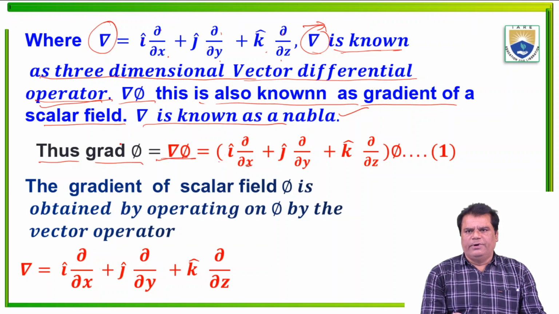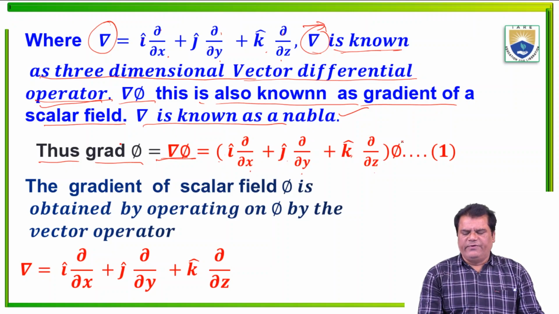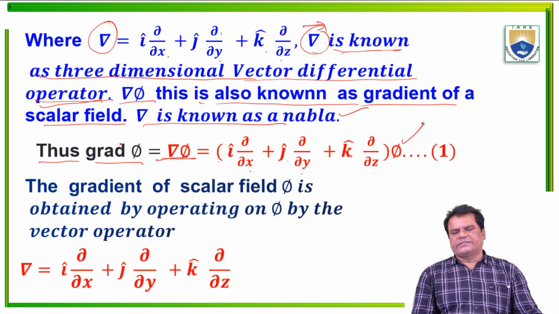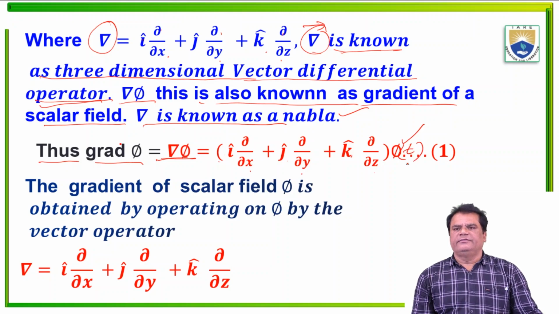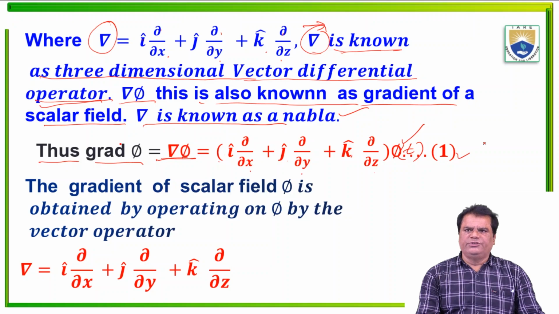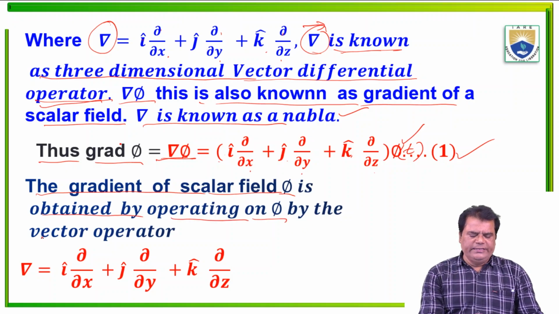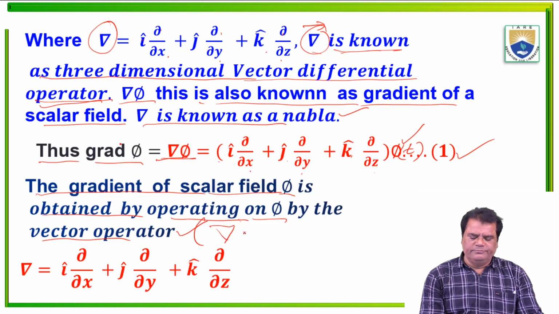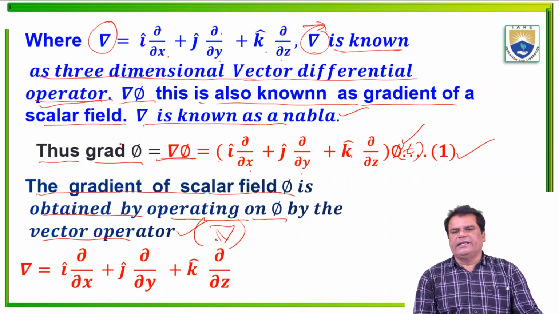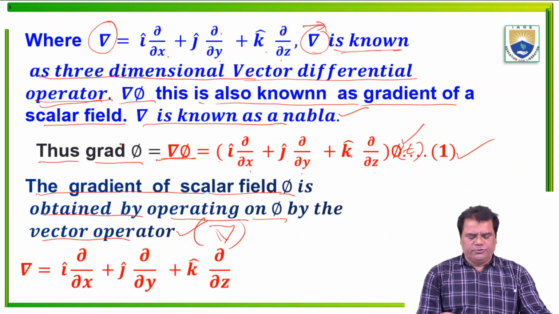This equals i ∂/∂x plus j ∂/∂y plus k ∂/∂z, where phi is the scalar field, a scalar function. This is equation 1. The gradient of a scalar field phi is obtained by operating on phi with the vector operator, nabla. If we operate with this on any scalar field function, we get the gradient.